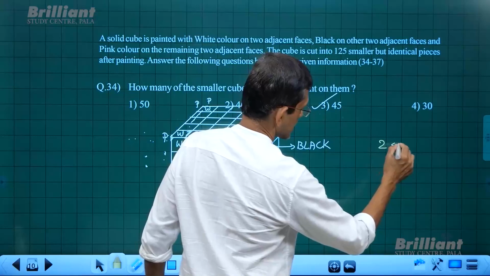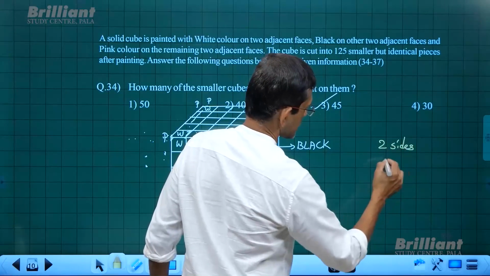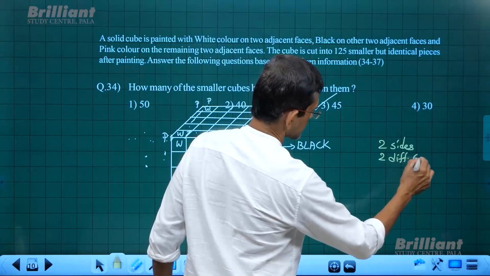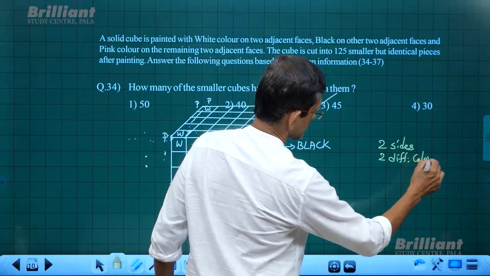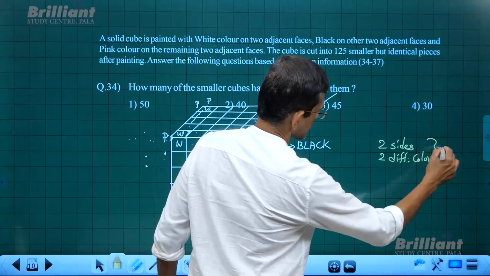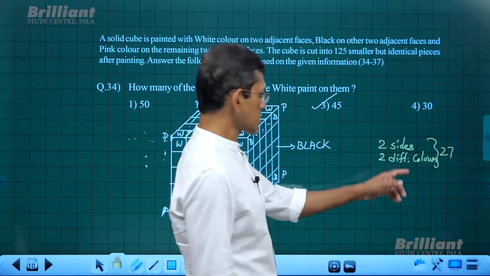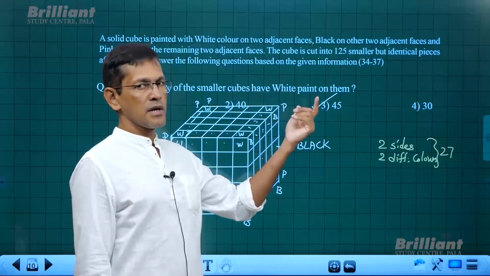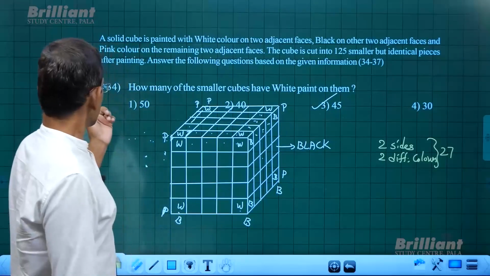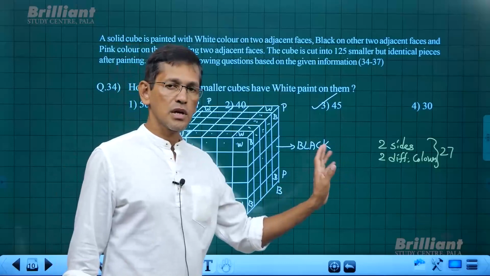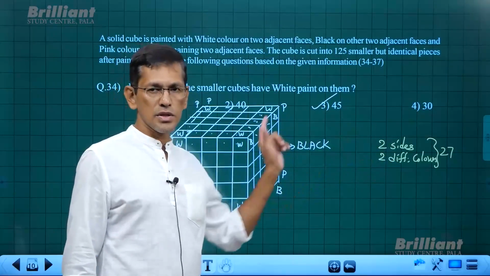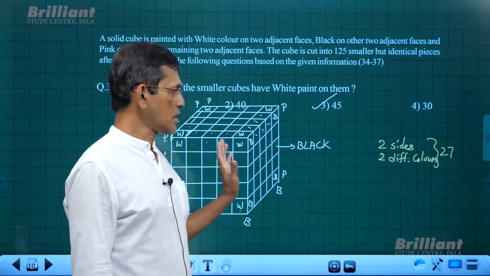2 sides painted with 2 different colors. So how many are there? 27. Actually, this is the answer for not this question. The question we have, what is the question number? I think 36. Okay, so we'll get into that question later because we have the diagram here. That's the reason we keep writing on this board and this slide.